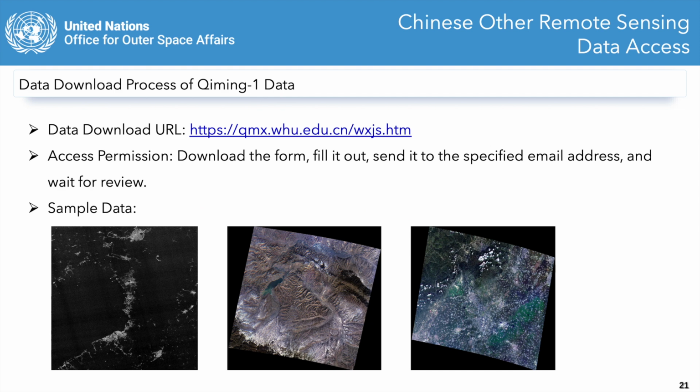Qiming-1 has a relatively special data access procedure. Users need to download an application form from the official website, fill in the research purpose and basic project information in detail, and then send the completed form to the designated email address for manual review. This dataset is mainly intended for educational and scientific research use, so the application should clearly explain the academic purpose and expected use of the data.